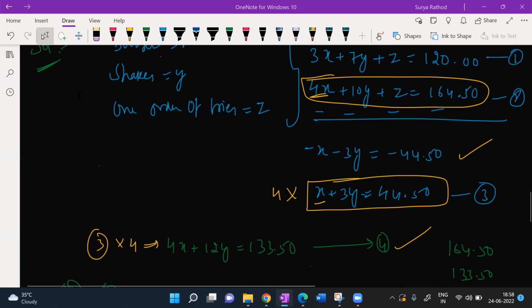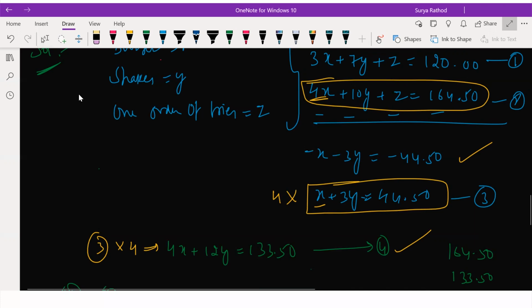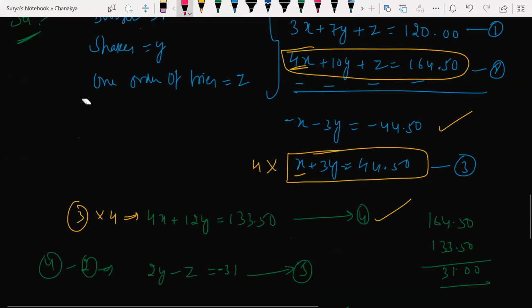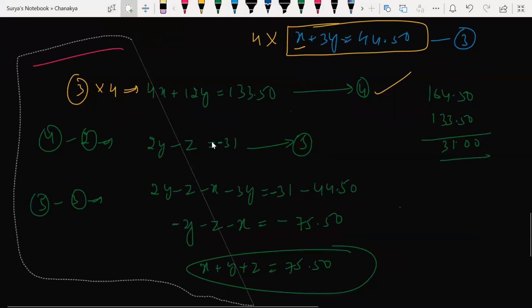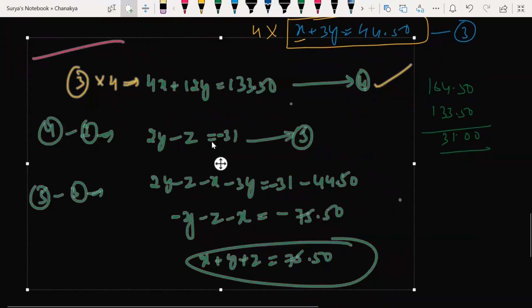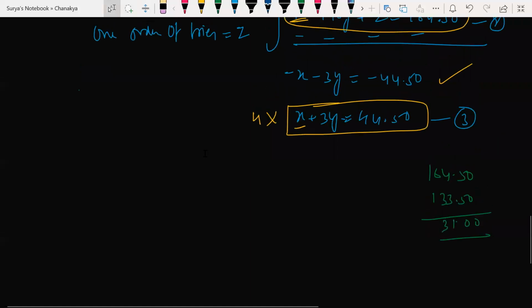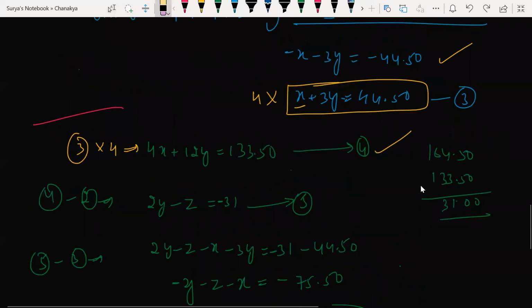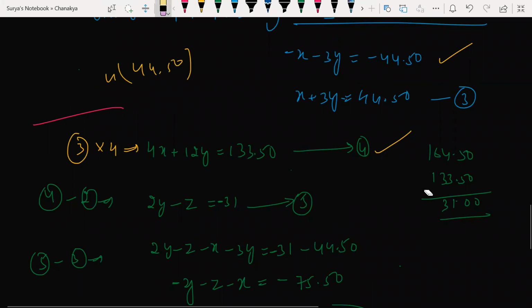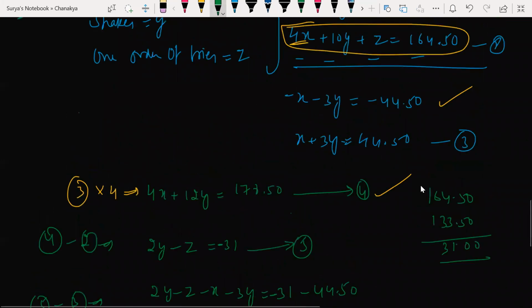Yes, guys, tell me. Sir, as I was saying, multiply the third equation into 3. Okay, let us go with this, as per Mohit's suggestion. Sir, here you made a mistake by multiplying with 4. Multiplying the 44.5 into 4, we will get 178. You wrote 133.5. Oh my goodness. Yes, 44.5 into 4 is 178. 133.5 is what we get from 44.5 into 3.